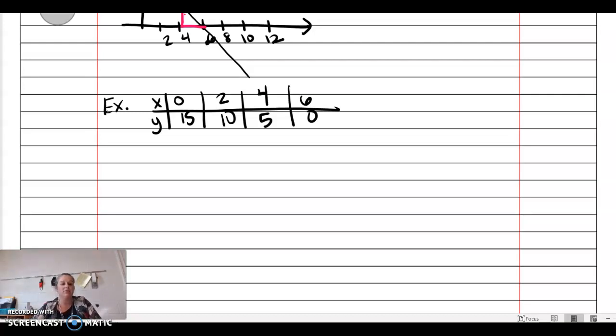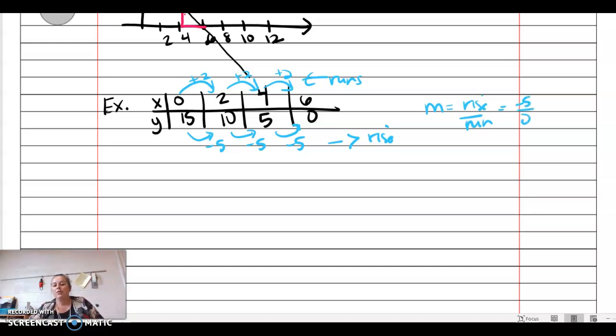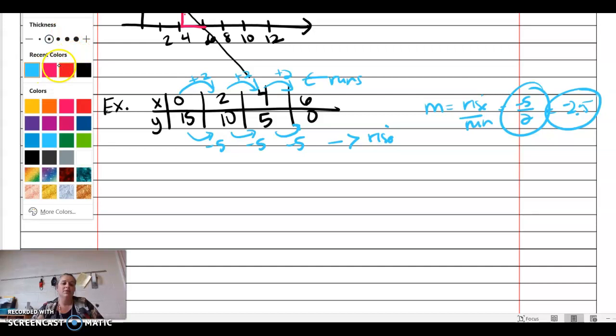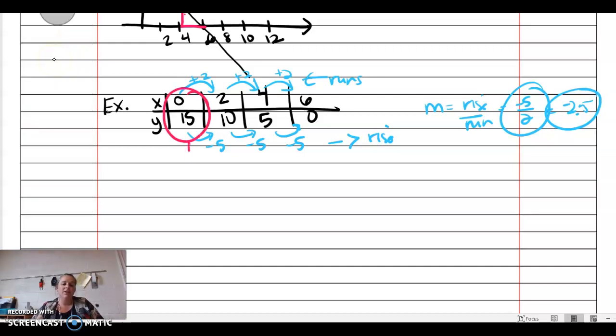Okay, so when we look at our slope here, we went down 5, down 5, down 5. This is your rise. Even though it doesn't sound like we're rising, we're going down, but it's your vertical movement. Up 2 in the x. These are your runs. So your slope, rise over run, is down 5 over 2, which is negative 2.5. And then your y-intercept, right here at 15.